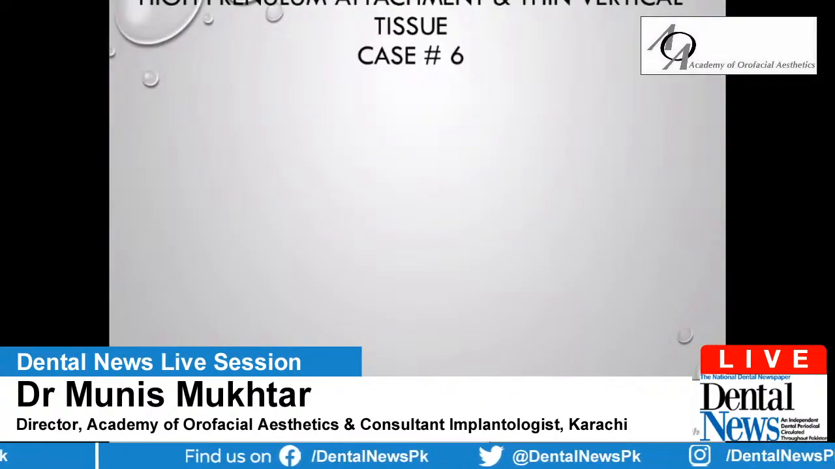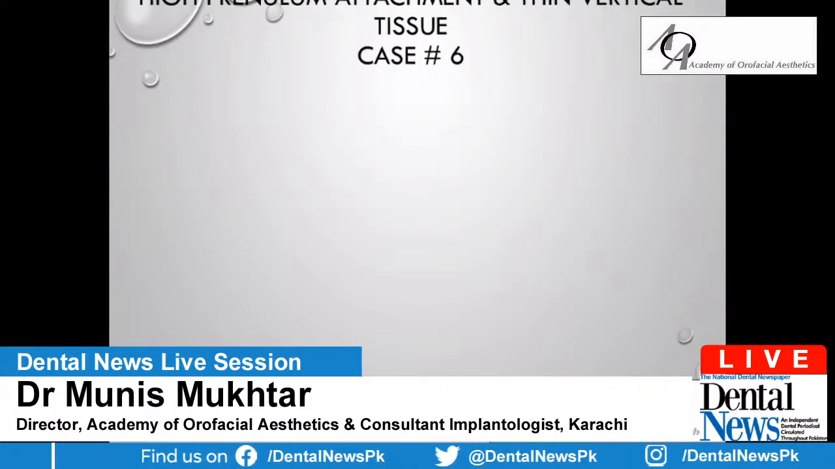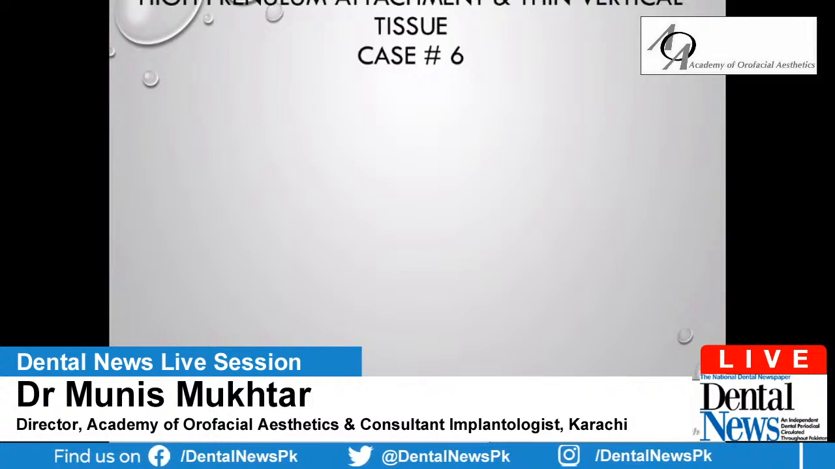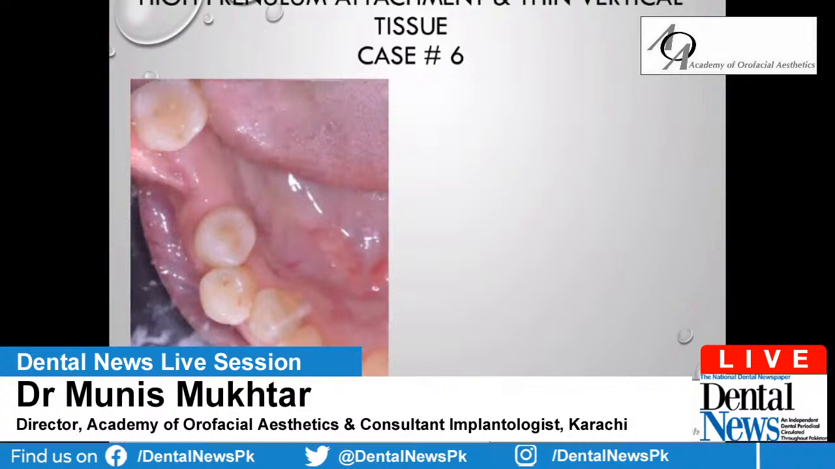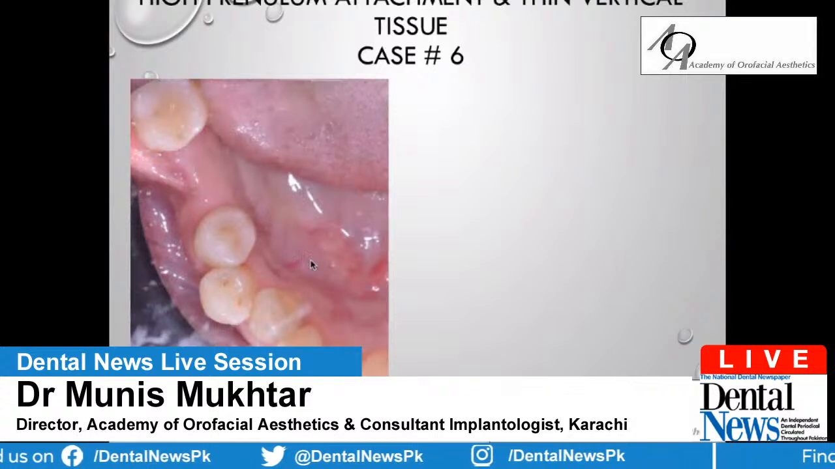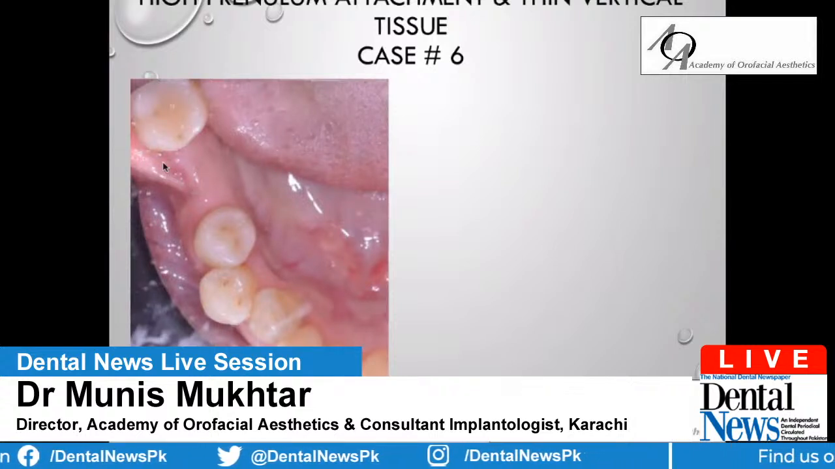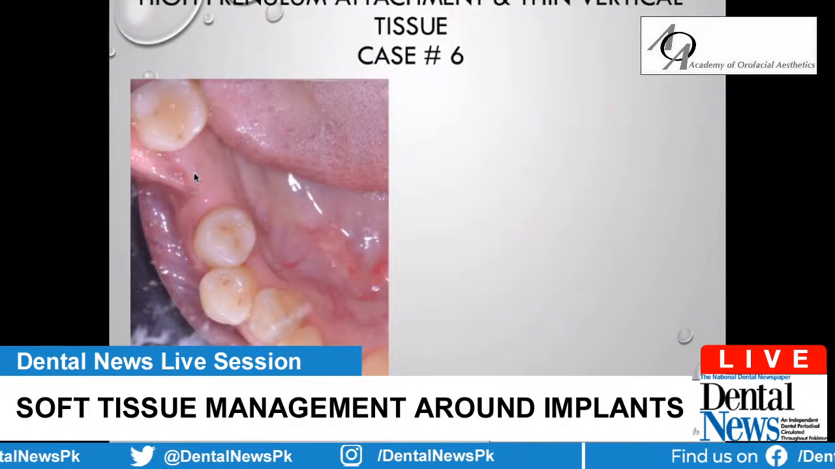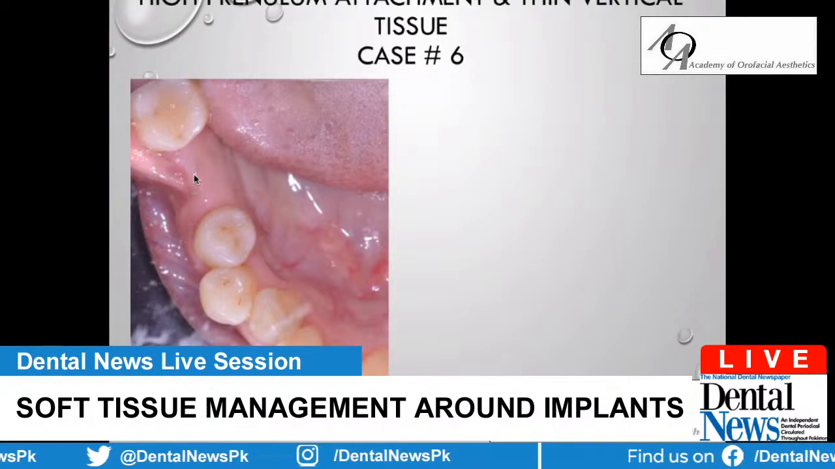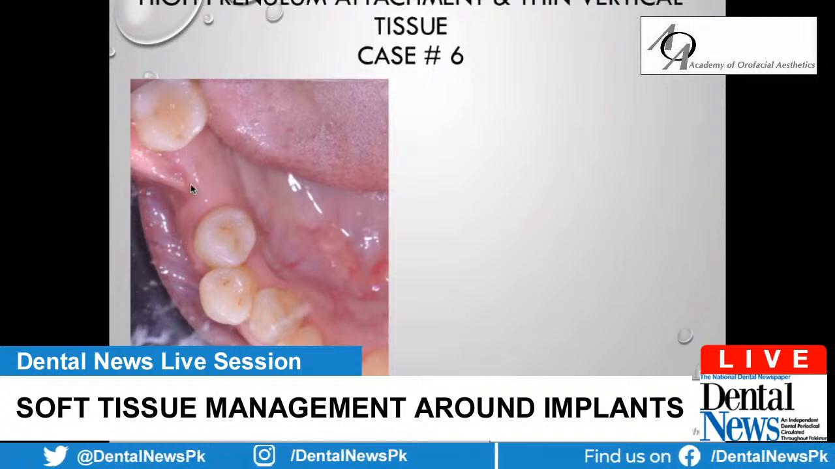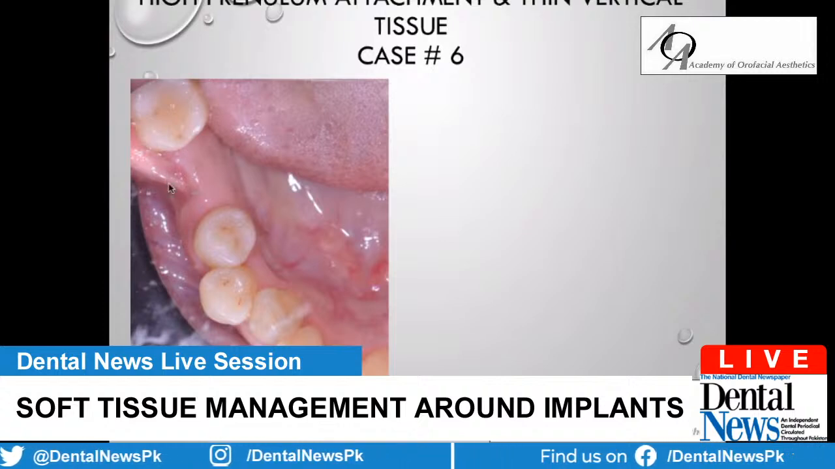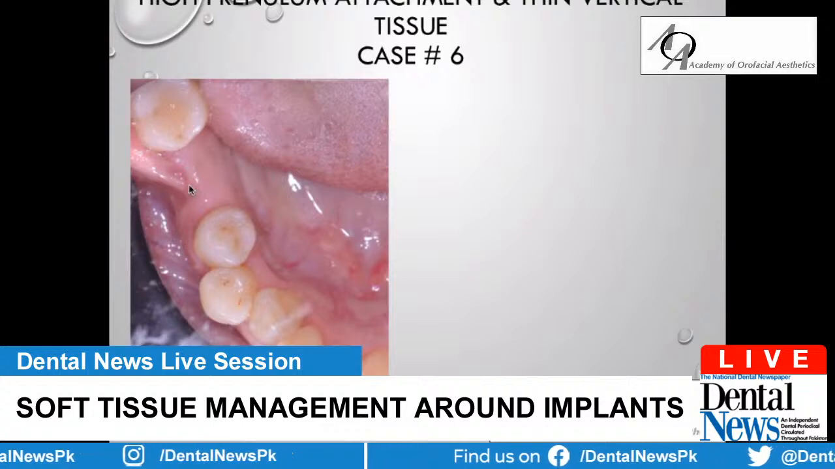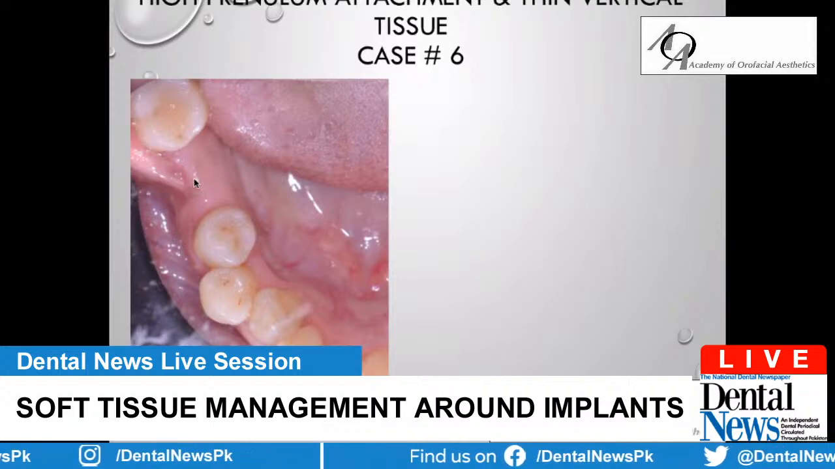And a happy patient. This is one of the cases with a high frenal attachment and thin vertical soft tissue. So this is the frenal pull. Maybe there is no, or very little, bone deficiency in this area. But if you place the implant without managing this or adding anything here, then in the long run you might end up losing the buccal bone around your implant.